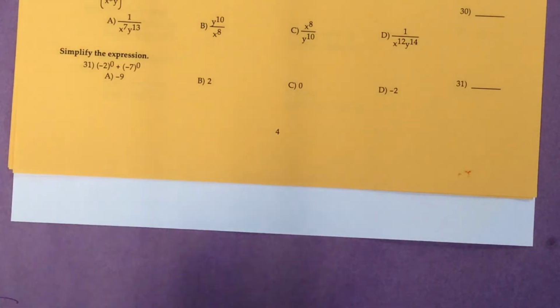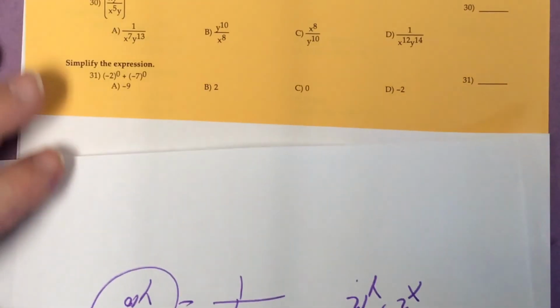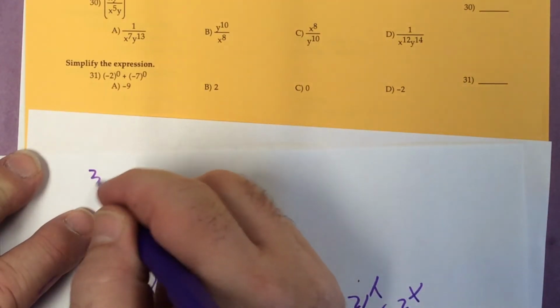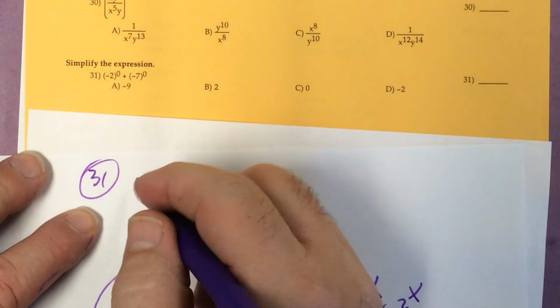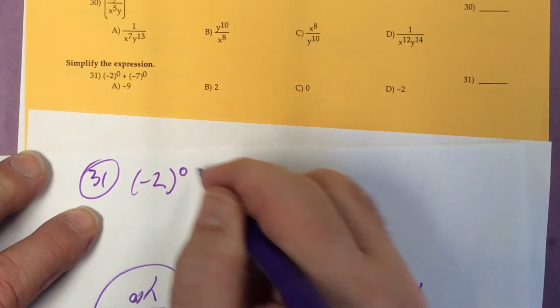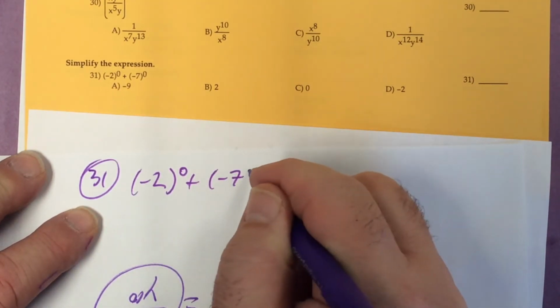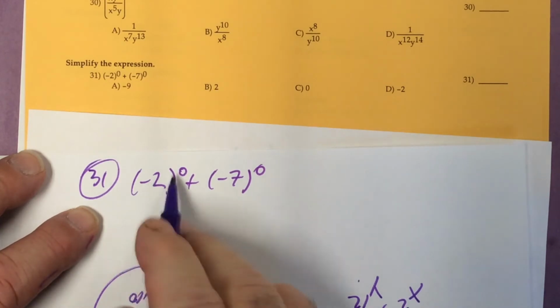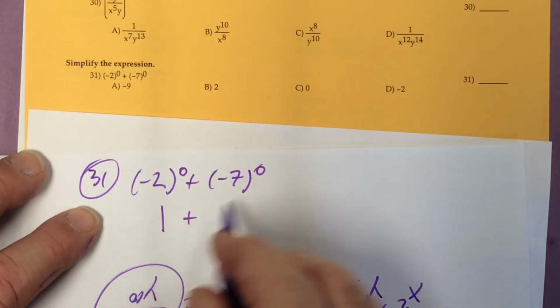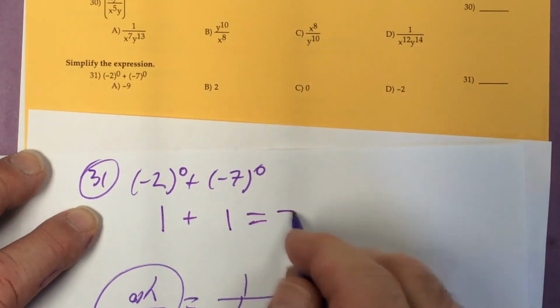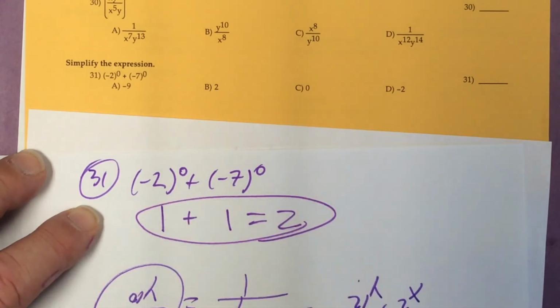Let's take a quick look at question 31. Let's just use this paper here quick for this. If I have, for 31, negative 2 to the 0 plus negative 7 to the 0. Remember, this whole quantity is equal to 1. This whole quantity is equal to 1. That'll equal 2.